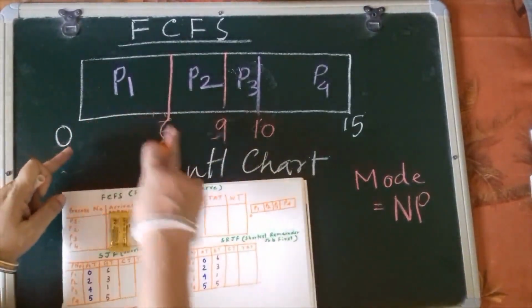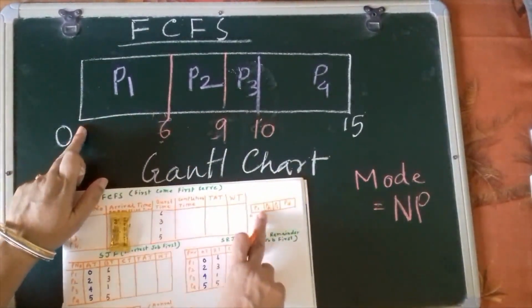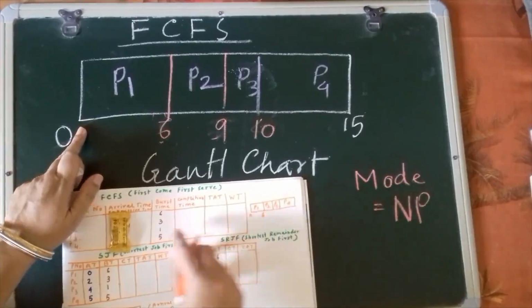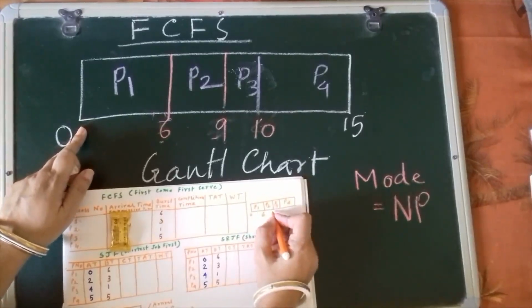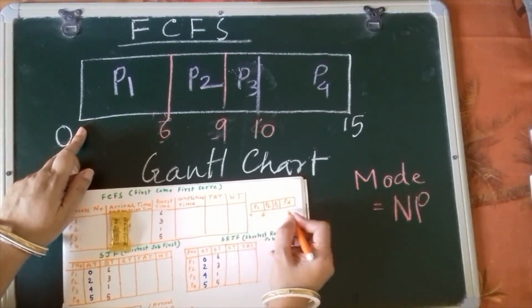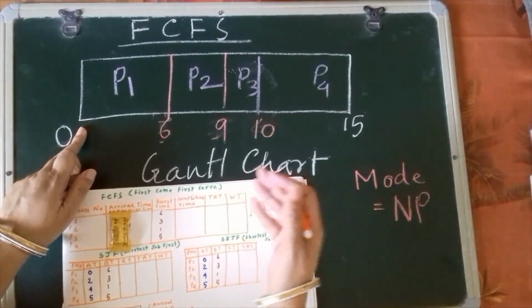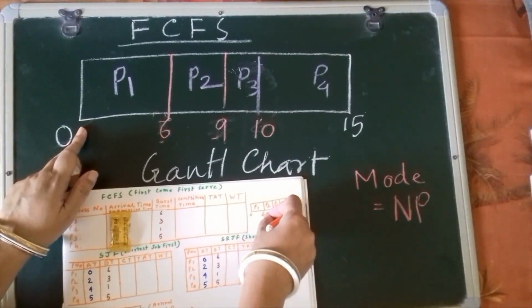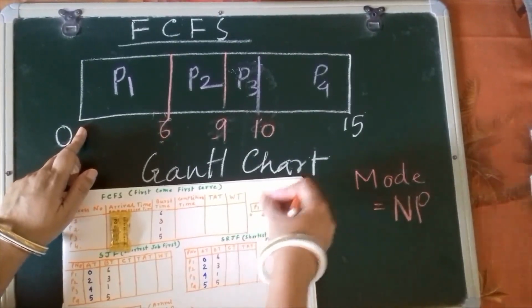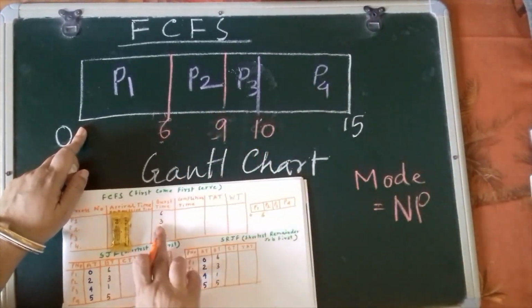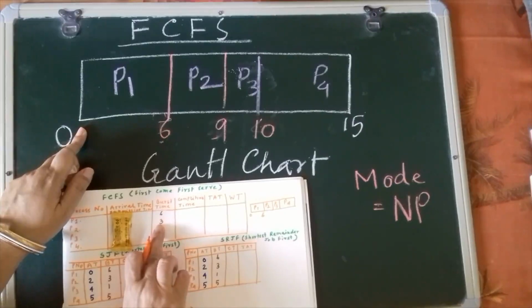See, P1 has burst time 6. So 0 to 6 it has executed. Now P2's burst time is 3. So 6 plus 3 it is, we are writing CPU time. CPU has given first 6 units of time for P1, then next 3 units of time for P2, because P2 requires 3 units of CPU time.